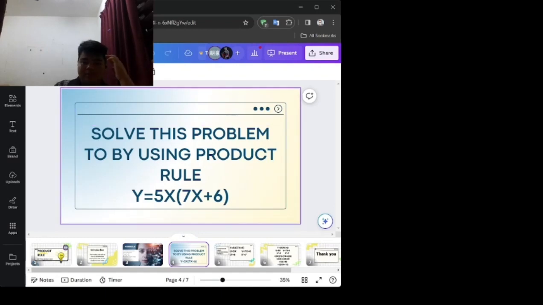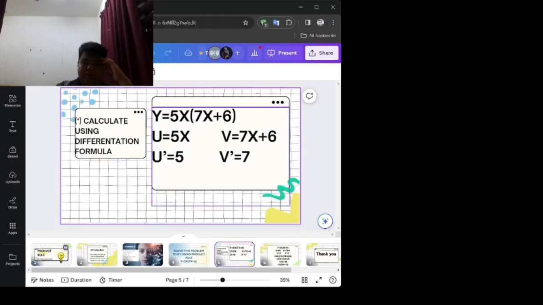Now we solve this problem by using the product rule. y equals 5s open bracket 7s plus 6 close bracket. How do we get u and v? u we get from the question, 5s, and v we also get from the question. This is the number in the bracket, 7s plus 6.